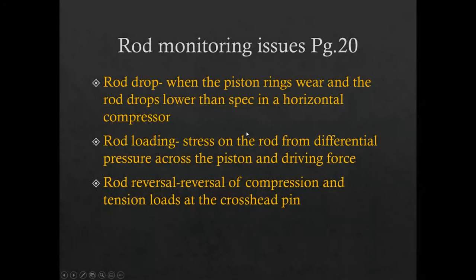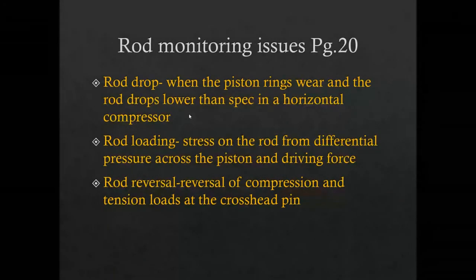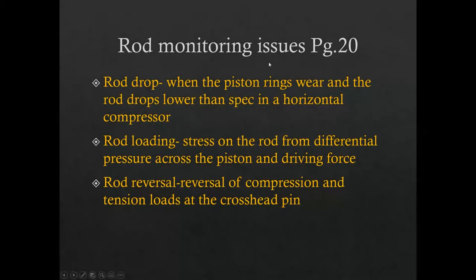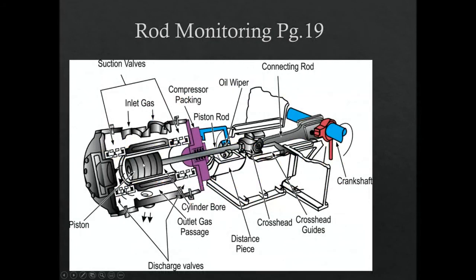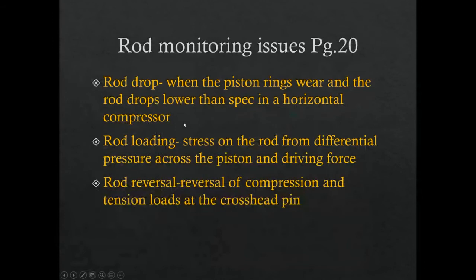Okay, so rod monitoring issues. This is why we have lots of our control mechanisms on the compressor: vibration monitoring, temperature monitoring, pressure monitoring. We use these measurements to identify some of the issues that can be associated with rod monitoring. So some terms associated with rod monitoring include rod drop, and that is the situation where the piston rings have worn and the rod drops lower than spec in a horizontal compressor. So if we look at our diagram here, this is a horizontal compressor, and if our piston rings wear out, that's what we call rod drop.